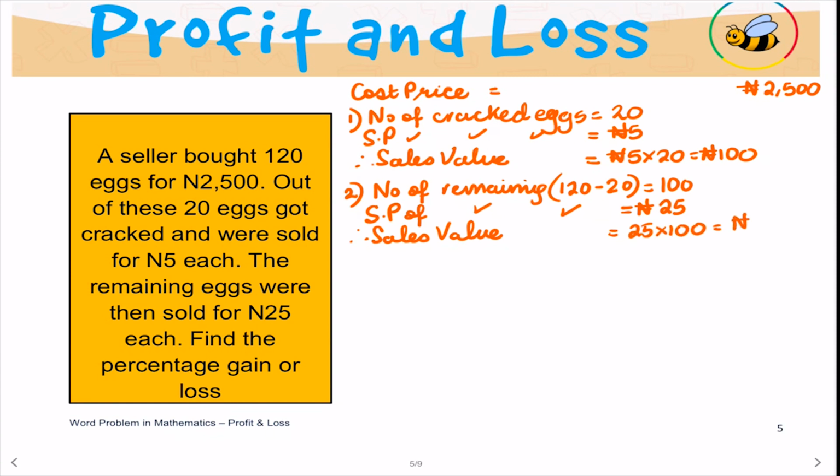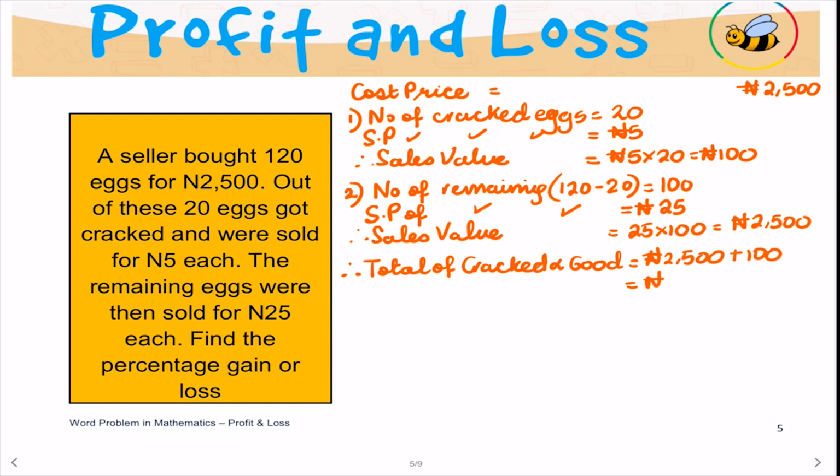It means therefore that the absolute total of cracked and good eggs is equal to 2,500 plus 100, and that gives us a total of 2,600 naira. Now remember, at the beginning I said our goal is to calculate what this total sales value is and then compare it to the initial cost price.